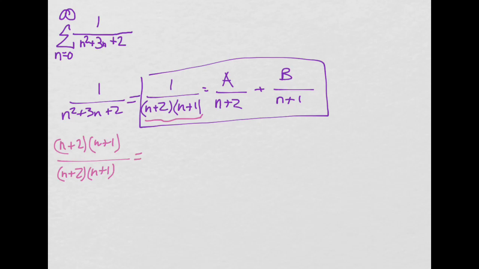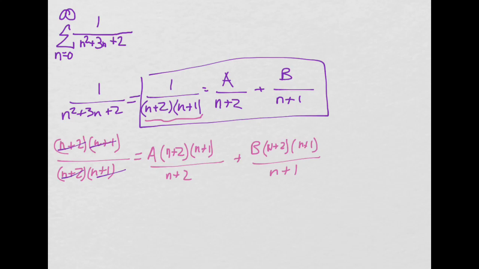equals, on the right of the equal sign, we're going to have our fraction a over n plus 2. Well, we're going to need to multiply that whole thing by that original denominator, n plus 2 times n plus 1, and that's still over n plus 2. Then do the same thing to our second fraction, b times that denominator, n plus 2 times n plus 1, all over n plus 1. Now notice the reason we did that is because on the left, we've got the same thing in the numerator and the denominator for both of those factors. So that's just going to simplify to 1.